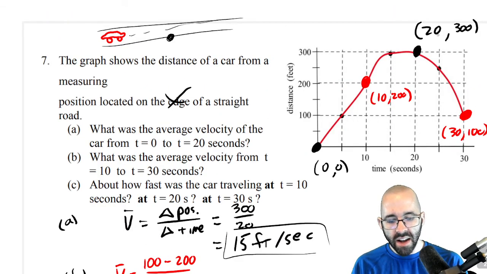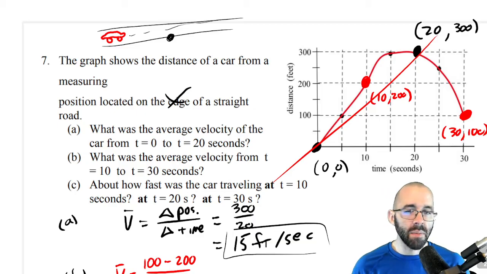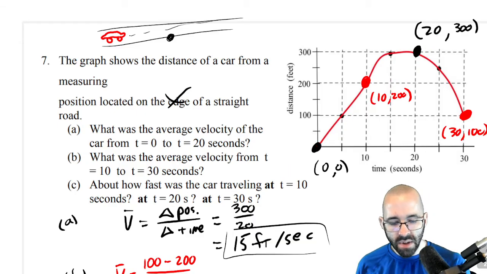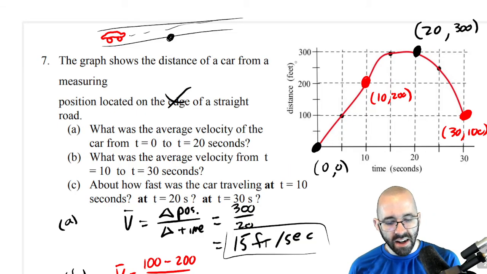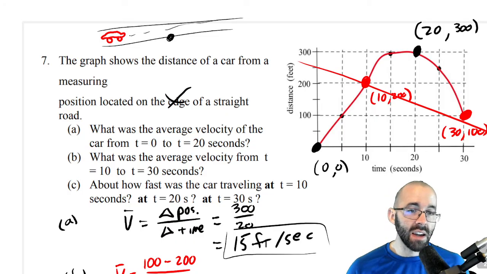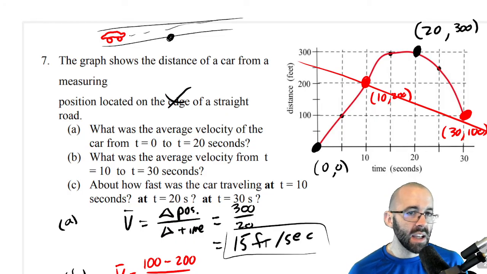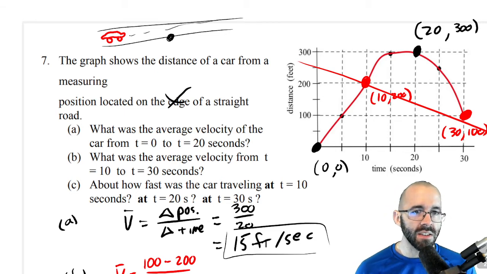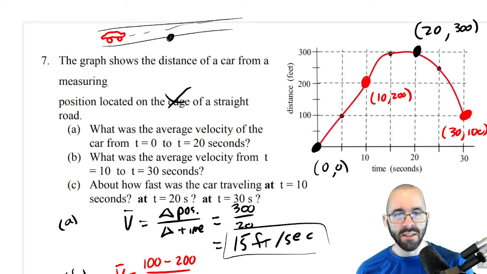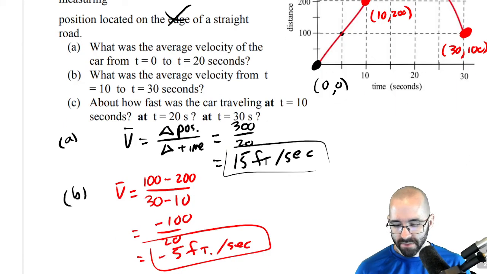So in the first 20 seconds, the distance is growing by about 15 feet every second. Between 10 and 30 seconds, the distance is actually shrinking by about 5 every second. Even though it grew for a little bit and then shrunk faster. On average, that's the slope of the secant line.